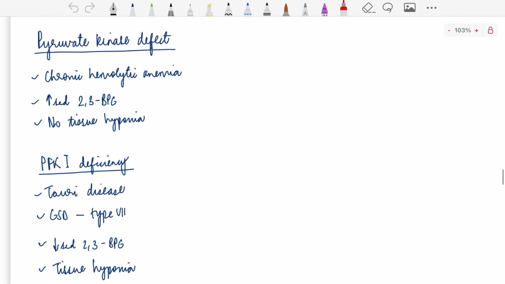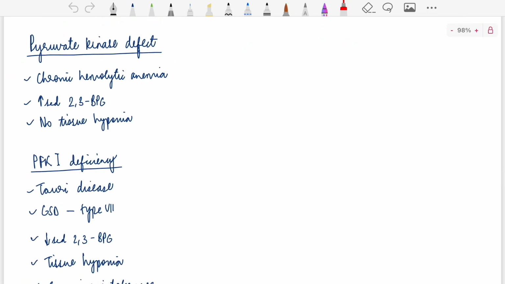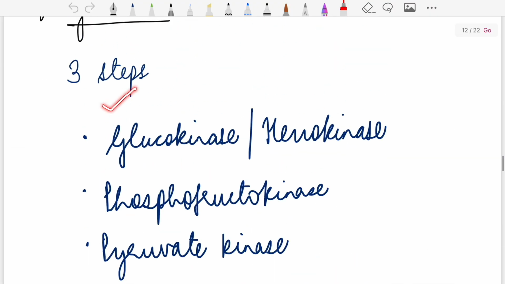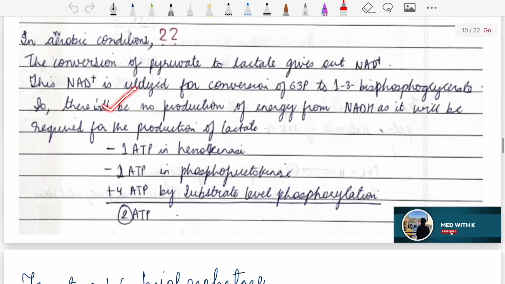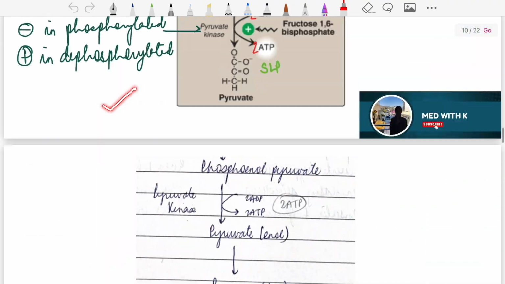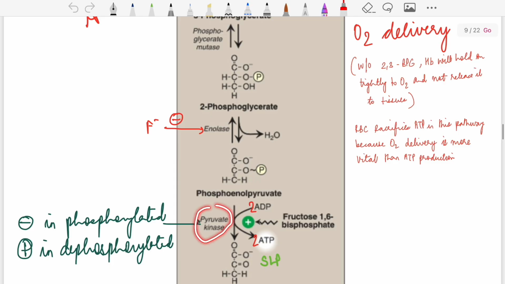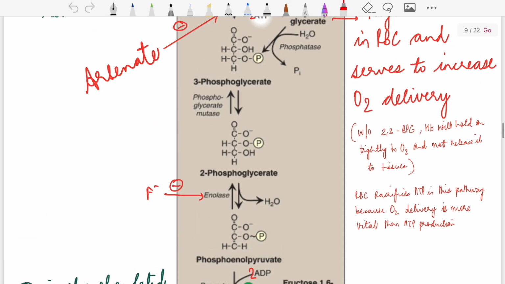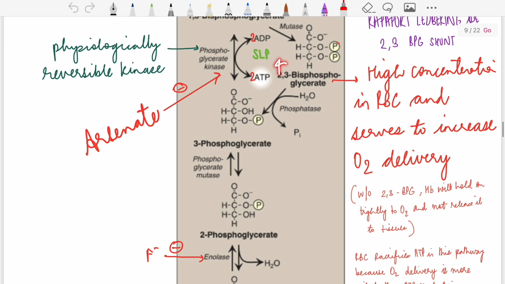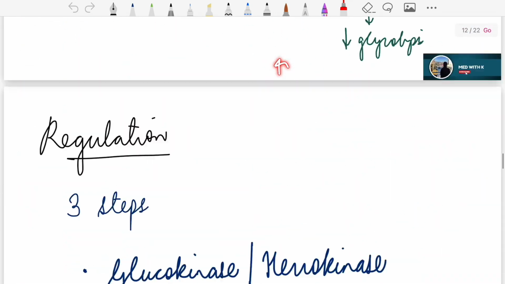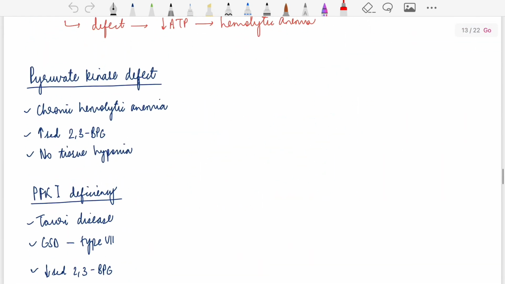So if there's a deficiency or defect of pyruvate kinase, it can lead to chronic hemolytic anemia. It can lead to increased 2,3-BPG. So why increased 2,3-BPG if pyruvate kinase is not there, right? If pyruvate kinase is not there, then phosphoenolpyruvate would be more. So if we go backwards, this would be more, this would be more, this would be more, and thus 2,3-BPG would be more, right? So if 2,3-BPG is more, then what would happen?